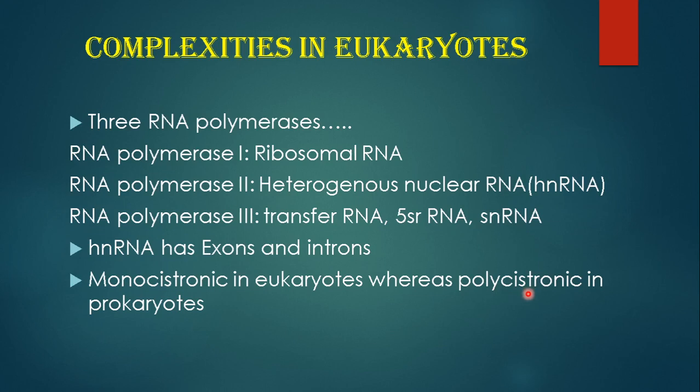Single gene, many proteins. But in eukaryotes, in higher organisms, that is not the case. Here, a single gene gives a single protein. So it is referred to as monocistronic.